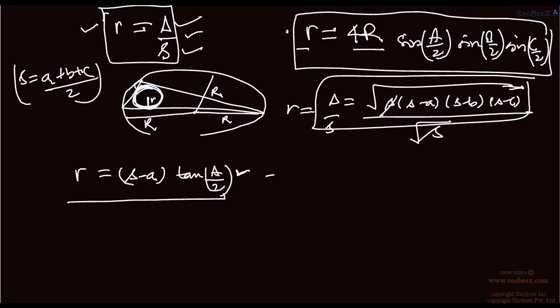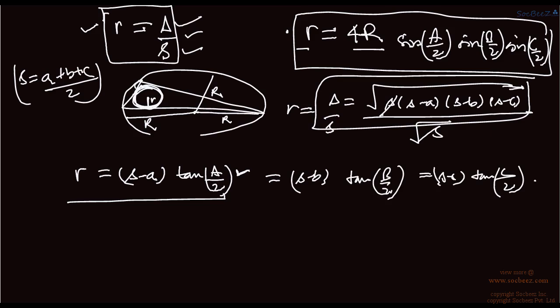Now, it can also be written as s minus b tan of B by 2 is equal to s minus c tan of C by 2. If you are using a here, then you will be using a here. If you are using b here, then you will be using b here. If you are using c here, then you will be using c here. This is s minus c. Now, r has one more important relation, but you don't have to remember this, because from the three upper formulas you can calculate any r.